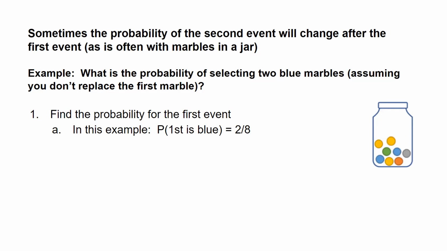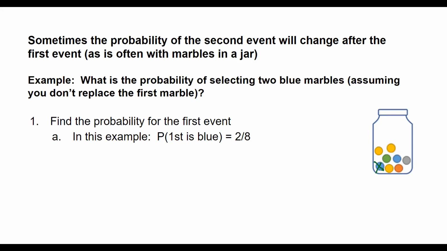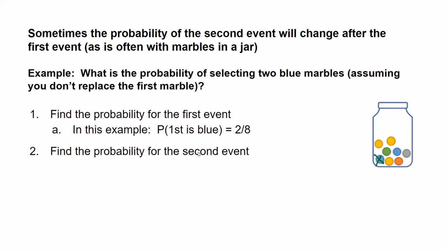Now, what we need to do is assume that we took one of those marbles out. So one of the blue marbles is gone. What's the probability for the second event? Now, hopefully you can see how the fact that we have removed a blue marble from this jar changes the probability that the second one is blue. There's only 1 blue marble left, and there's only 7 marbles left. So the probability that the second is blue is 1 out of 7.